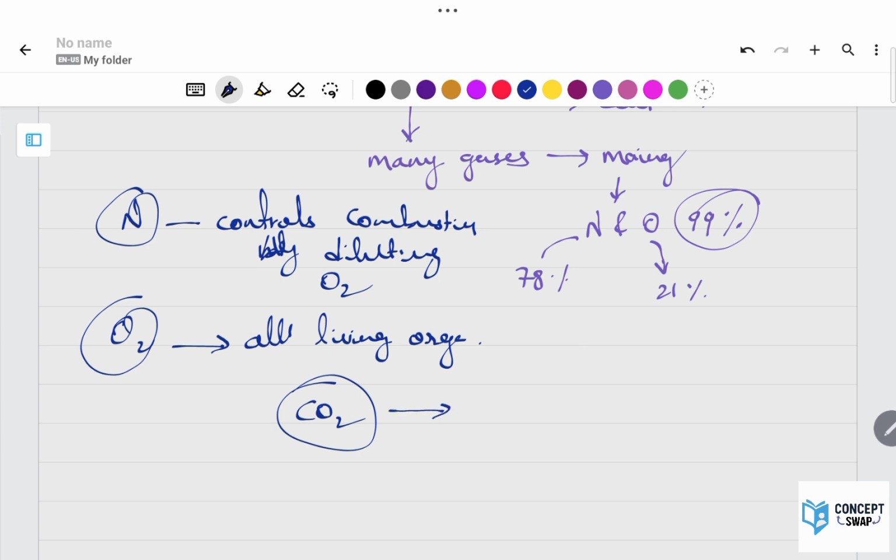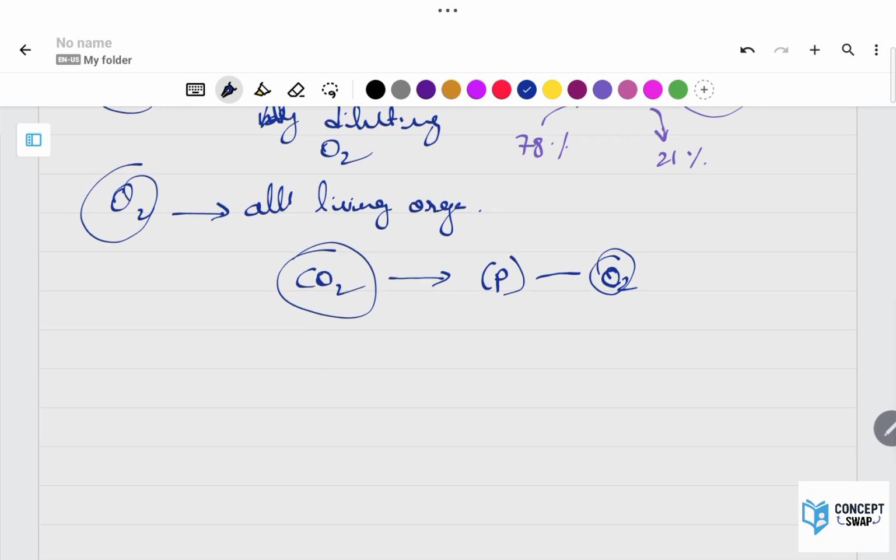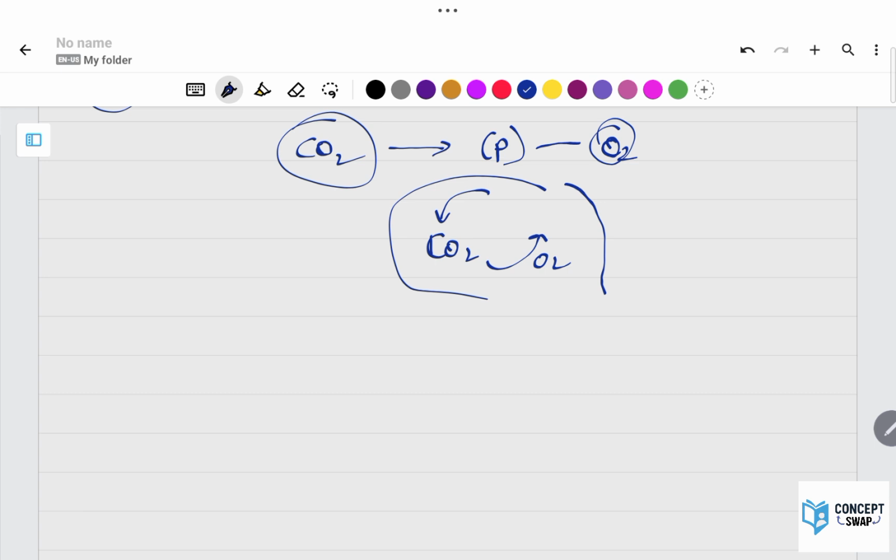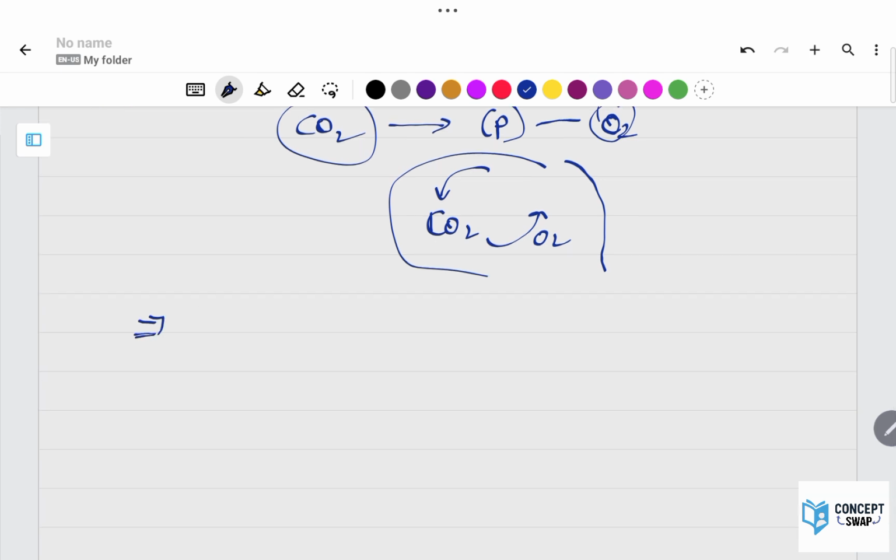After plant life formed, oxygen also formed. What do plants do? Plants take CO2 and release O2. This is the concept.